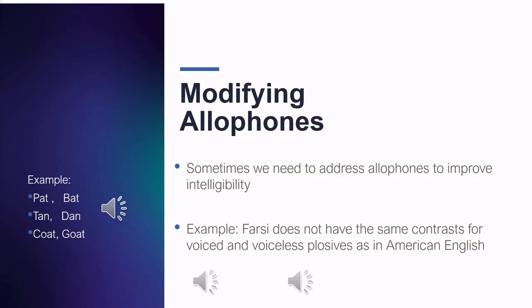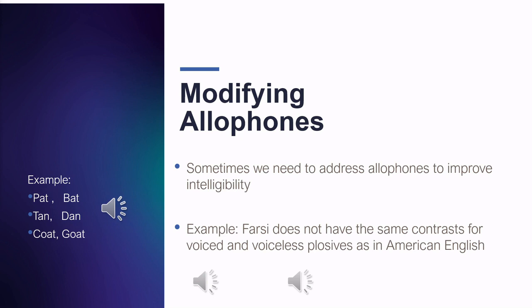Accent modification therapy can also directly address allophones to increase speech intelligibility. It is important to research your client's first or native language and what phonemes may be different from American English. We have one example here, which is Farsi. Farsi does not have the same contrast for voiced and voiceless plosives as speakers of American English.